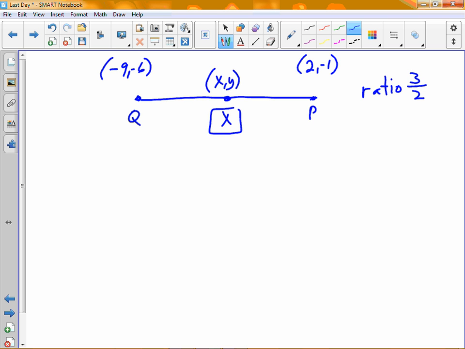Now, here comes the part that's kind of confusing to us. Guys, what you want to figure out is when PX is 3/5 of PQ.